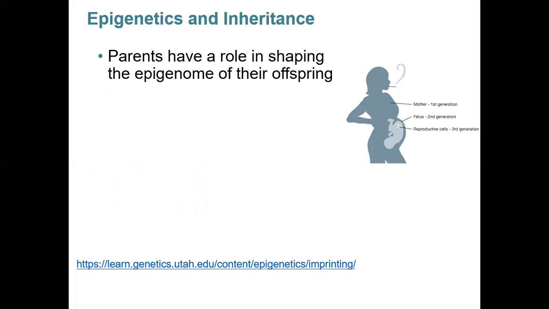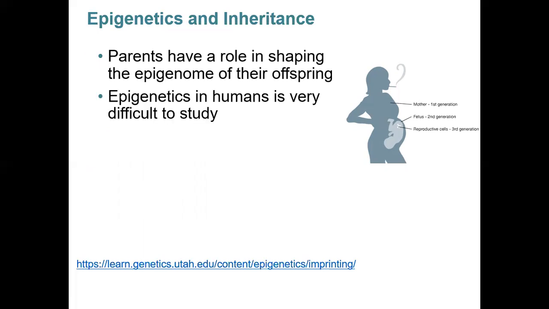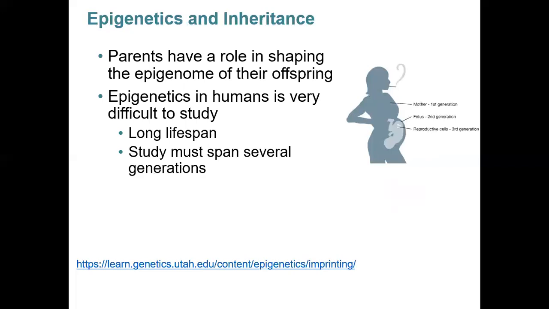But epigenetics in humans is really difficult to study for a few reasons. First of all, humans have a very long lifespan as opposed to rats or other animals, which means that any experiment done on a human could take 70 to 90 years. And in addition to that time for the first generation, whatever study happens must span several generations, because if you're studying an individual who becomes a mother, not only are you studying her, but you're also studying her child and her child's children through the reproductive cells of her baby. So you're talking about an even longer time of study.